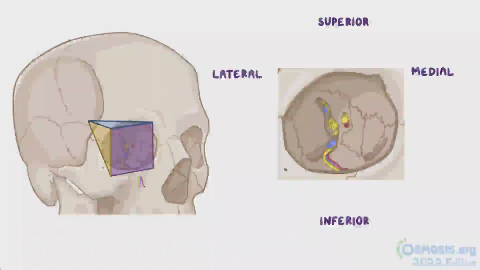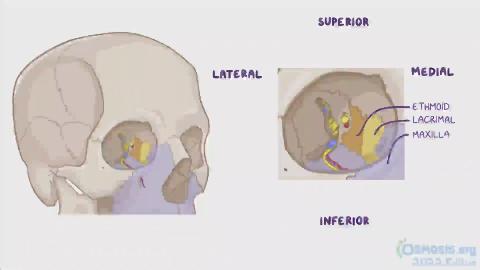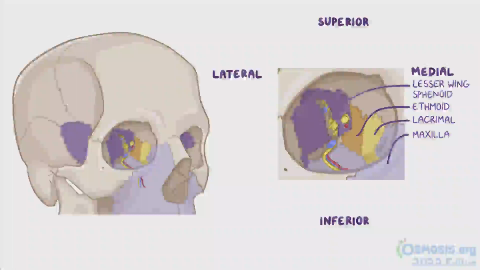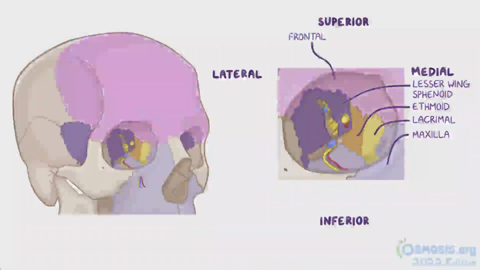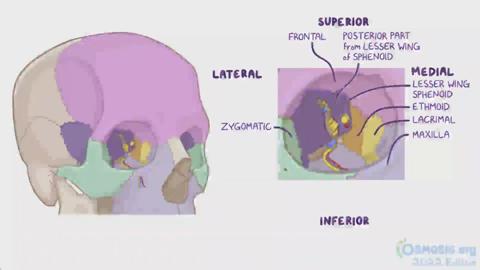The medial wall comprises the ethmoid bone in the center, the lacrimal bone and maxilla, or maxillary bone, anteriorly, and the lesser wing of the sphenoid bone posteriorly. The superior wall, or roof of the orbit, is mainly formed by the orbital part of the frontal bone anteriorly and a small posterior part by the lesser wing of the sphenoid bone. The lateral wall is made up of the zygomatic bone anteriorly and the greater wing of the sphenoid bone posteriorly.